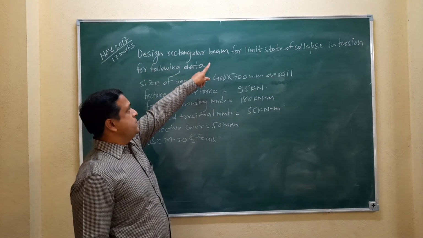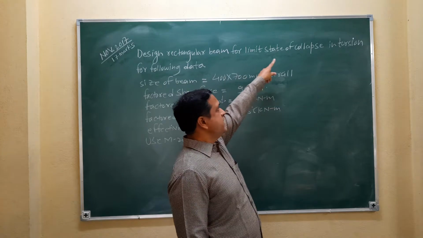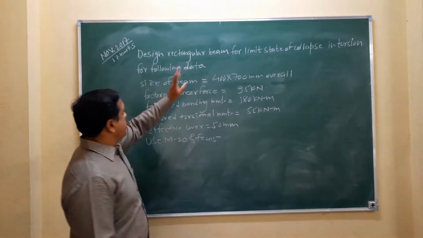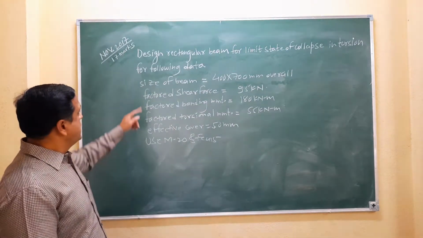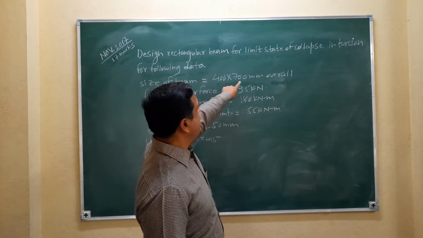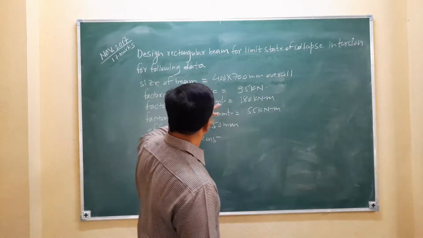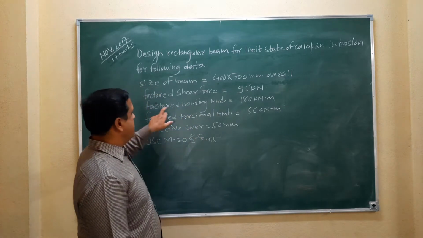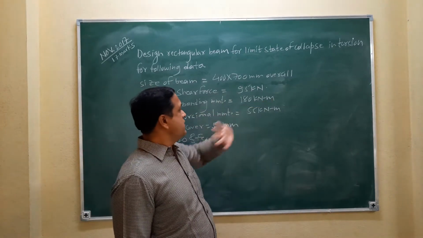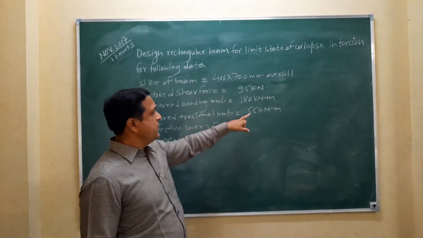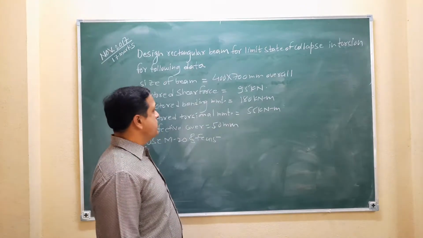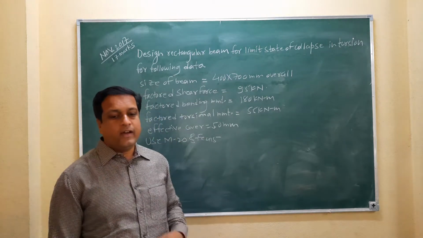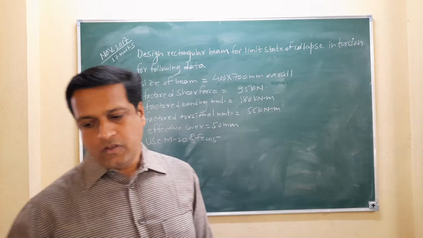Design a rectangular beam for limit state method of collapse in torsion with the following data. Size of beam is 400 mm by 700 mm overall. Factored shear force 95 kilonewton. Factored bending moment 180 kilonewton meter. Factored torsional moment 55 kilonewton meter. Effective cover 50 mm. Use M20 and Fe415 combination of material.